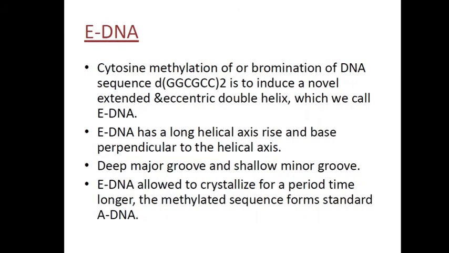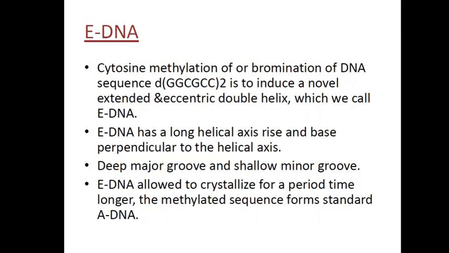Another form of DNA, which is again a rare form, is the E form of DNA. It gets its name from eccentric double helix. The cytosine, upon methylation or bromination of the DNA sequence GGCGCC, is what induces the formation of a rare, novel structure called an eccentric double helix structure. We can call it the E form of DNA.